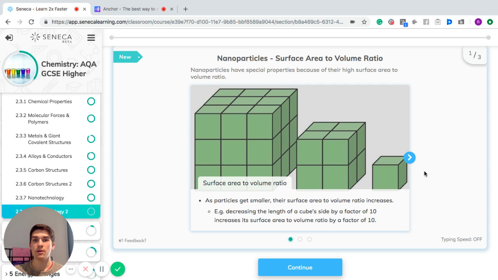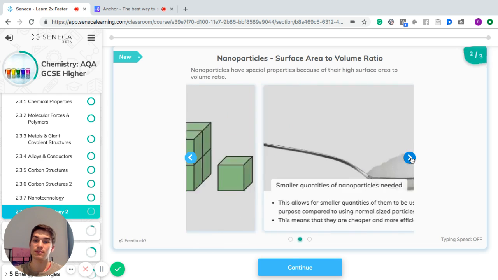So nanoparticles have special properties because of their very high surface area to volume ratio. Now, as particles get smaller, their surface area to volume ratio will increase. So decreasing the length of a cube, for example, will increase the surface area as it goes smaller. If you decrease it by a factor of 10, that increases the surface area to volume ratio by a factor of 10 each time.